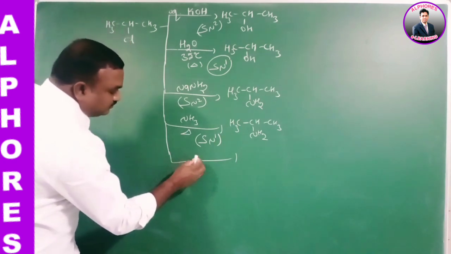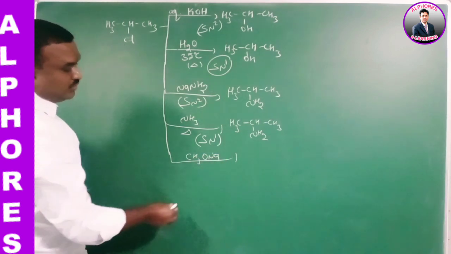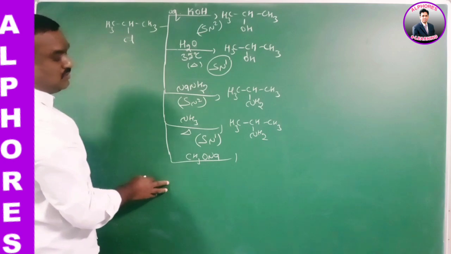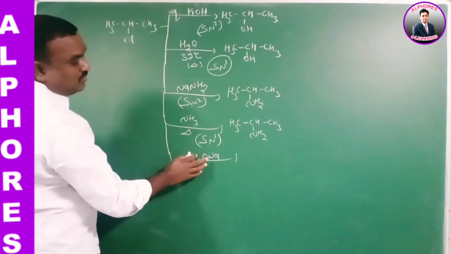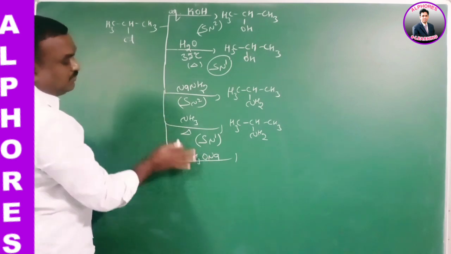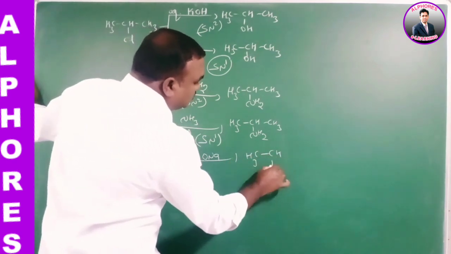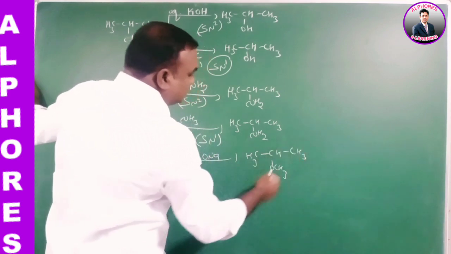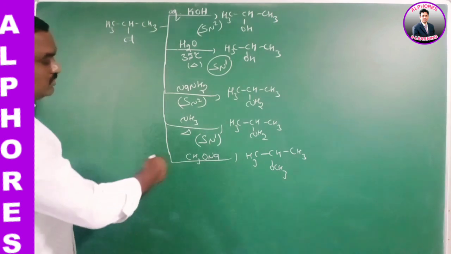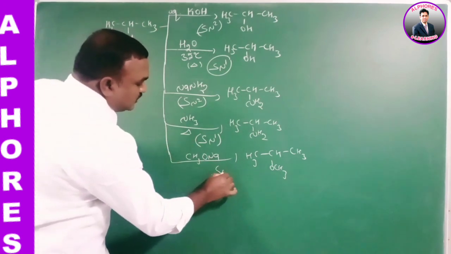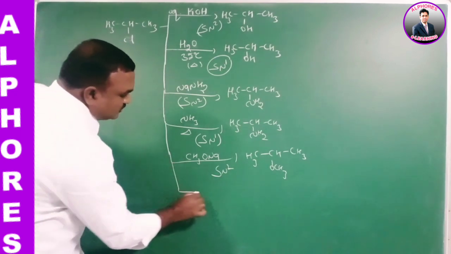For example, here CH3ONa is given. CH3ONa means CH3O minus Na plus. CH3O minus Na plus is given. The Cl is replaced by what here? CH3O minus. Preparation of ethers, one type of ether. CH3 again, here CH3 is given. This is Williamson synthesis. Here Na is given, nothing but a stronger one is given, which means SN2 reaction.